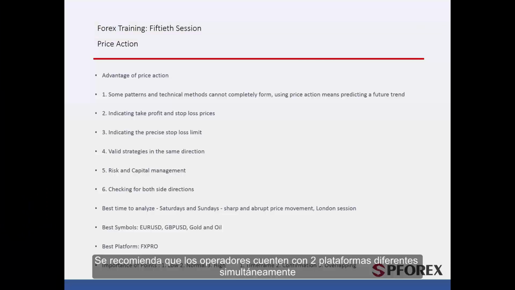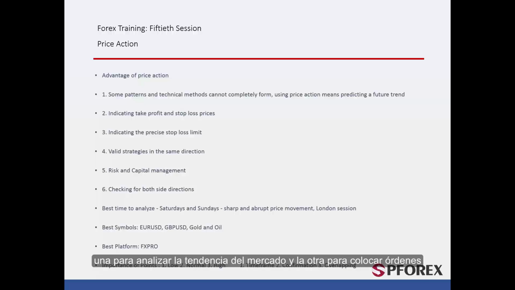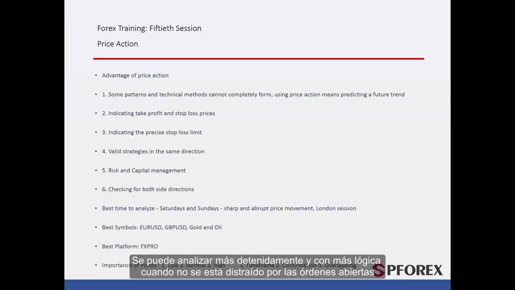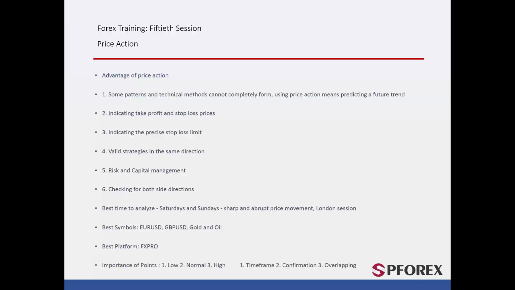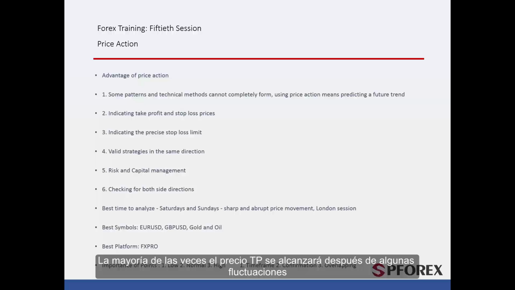It is strongly recommended that a trader has two platforms concurrently, one for analyzing market trend and another one for placing orders. A trader can analyze more rationally when he or she does not get distracted by their open orders. A trader must always watch the market trend and analyze the most recent trends. However, it does not mean that any market fluctuation or price movement he or she could close the order. Most of the time, TP price would be reached after some fluctuations.